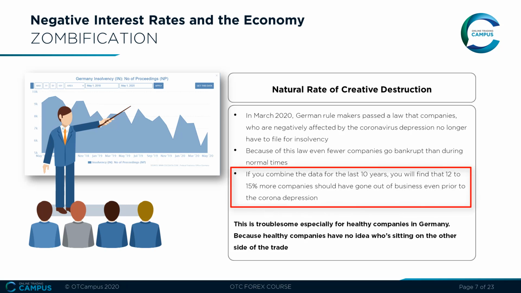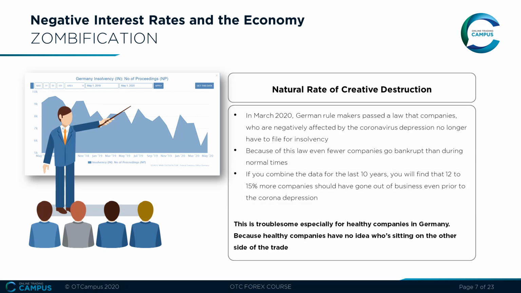Now, if you combine the data for the last 10 years, you will find that 12 to 15% more companies should have gone out of business even prior to the Corona depression. We have saved all these 12 to 15% of all companies. They're inefficient and unproductive. And if they're no longer subsidized, then it will turn out that these subsidies have not made them slim and fit, but that through sugar and fat, their obese bodies became even more obese.